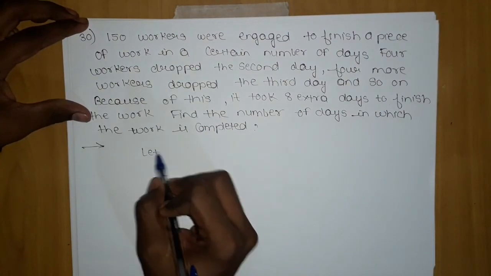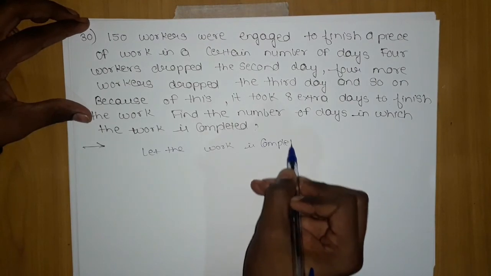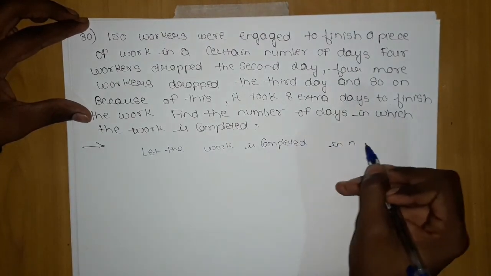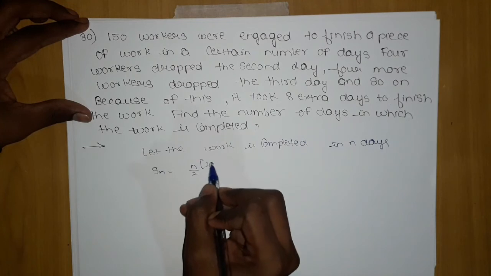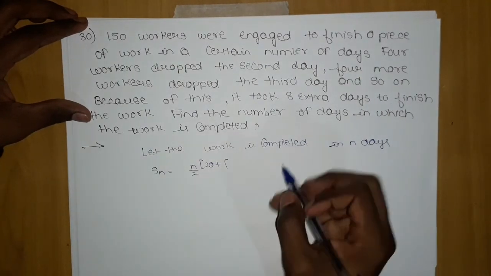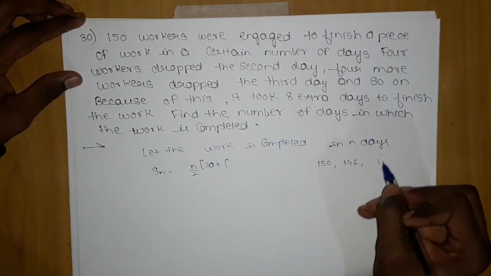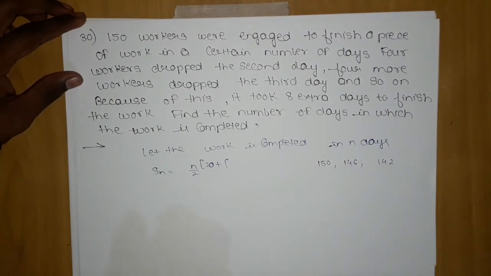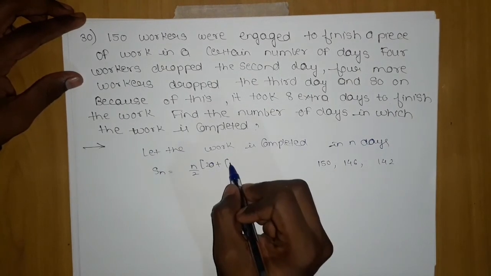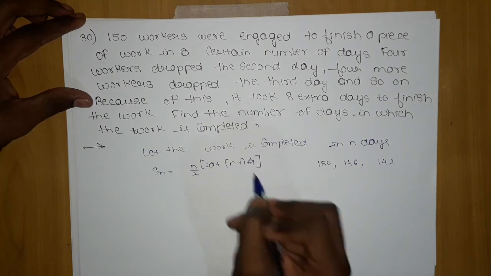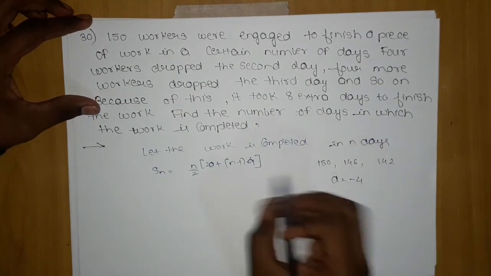Now let the work be completed in n days. So what we have? Sn is nothing but n by 2 bracket 2a plus (n minus 1) d. If I draw the sequence, I get 150, 146, similarly 142, because every day 4 people are dropping out. So a is 150, and d is minus 4.